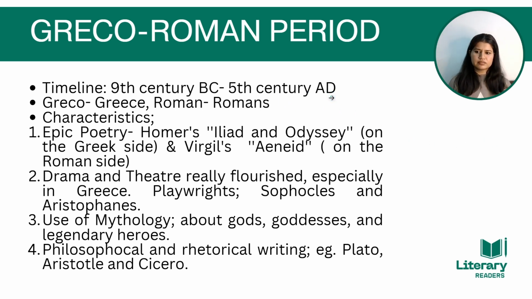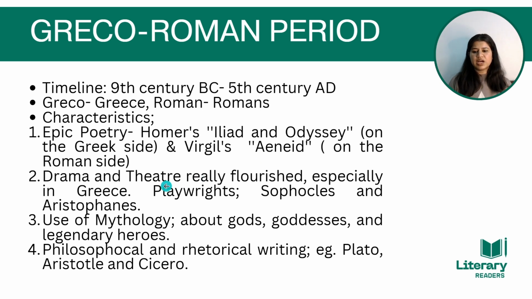century BC to 5th century AD. Apart from this, if we talk about the characteristics of this period, then we have epic poetry. On the Greek side, we have Homer's Iliad and Odyssey, which means Homer was from Greece. And on the Roman side, we have Virgil's Aeneid. So both are epic poetry.